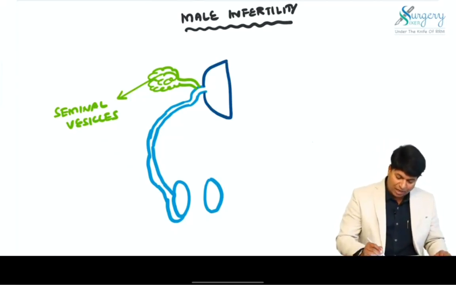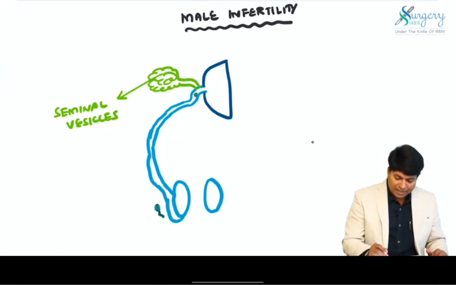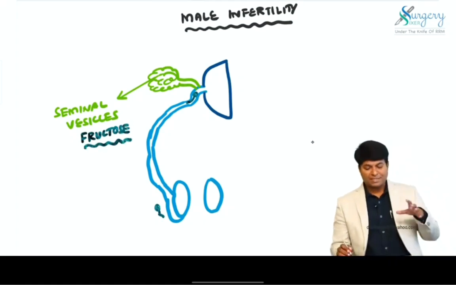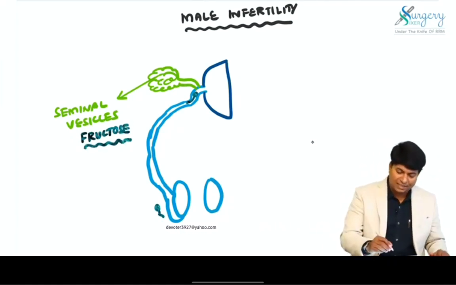A sperm which is traveling a very long distance from here is very tired. When it is coming near here, it needs energy. That energy, fructose, is given by seminal vesicles. So the vas now joins with the seminal vesicles, and this is the seminal duct.